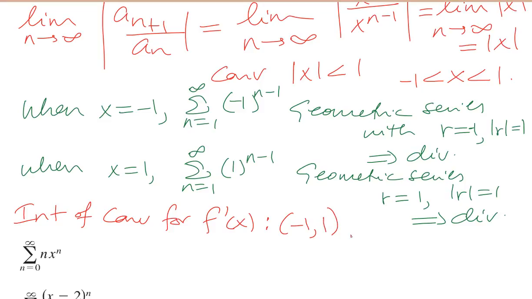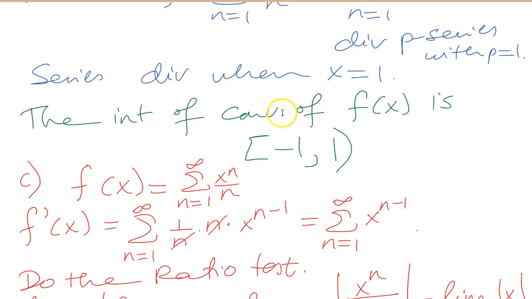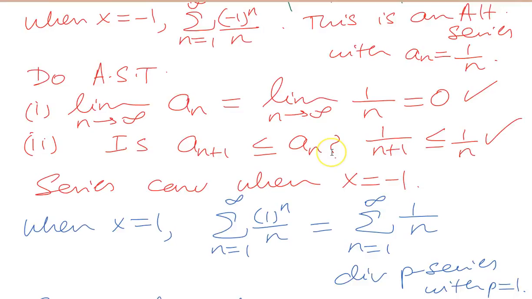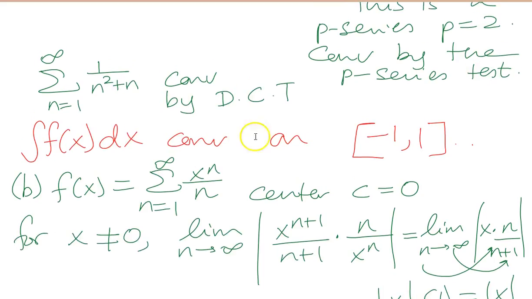The ratio test gave us negative 1, 1. We checked the endpoints and they failed. So the interval of convergence for f dashed of x is strictly between negative 1 and 1, an open interval. The interval of convergence for the original is half closed, half open. The interval of convergence for the integrated series is closed.